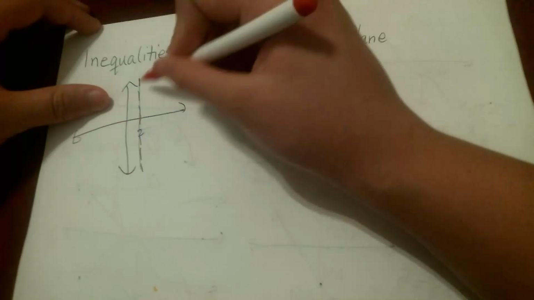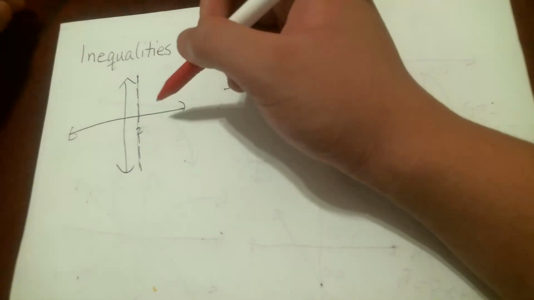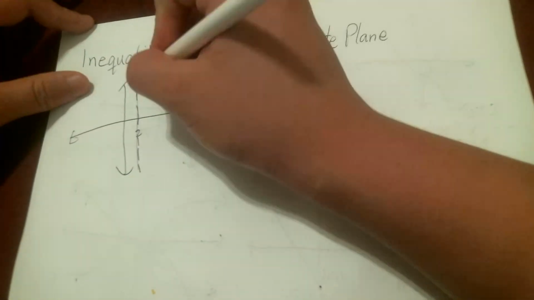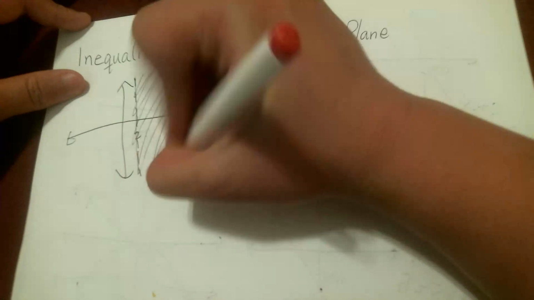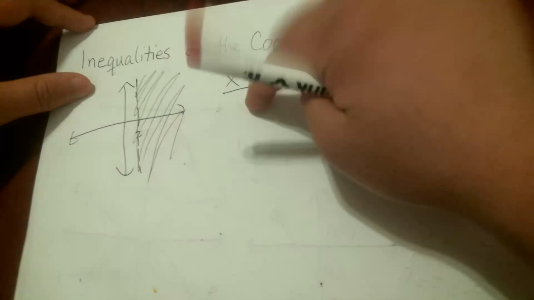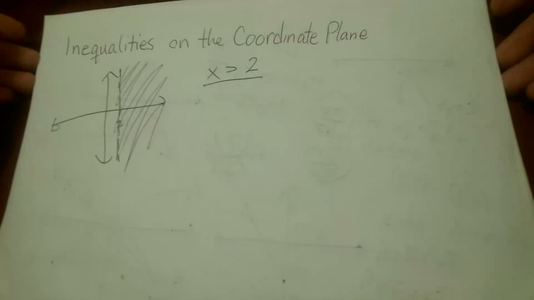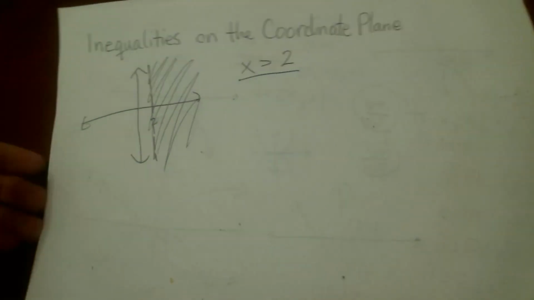So then we will shade in all the values of x that are greater than 2. Every value from this point forward would fit into this description, which is greater than 2.